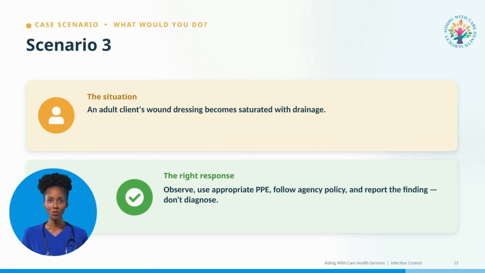When a client's wound dressing is saturated with drainage, observe the situation carefully. Use appropriate personal protective equipment, adhere to agency policy, and report the finding promptly. Remember, do not attempt to diagnose the issue.